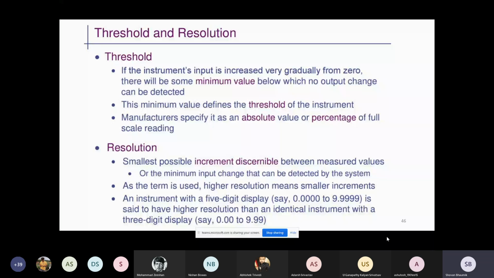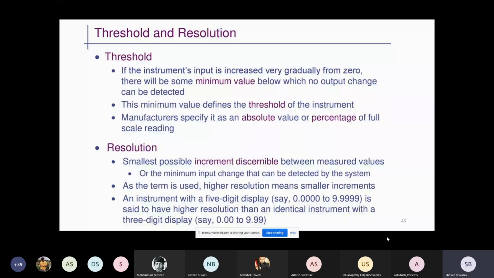Then what is resolution? Resolution means the smallest possible increment which can be measured by an instrument. So again, I am saying, one instrument can measure with resolution up to 0.1 volt, or one instrument can measure with resolution up to 0.001 volt. Okay, so this is called the resolution.